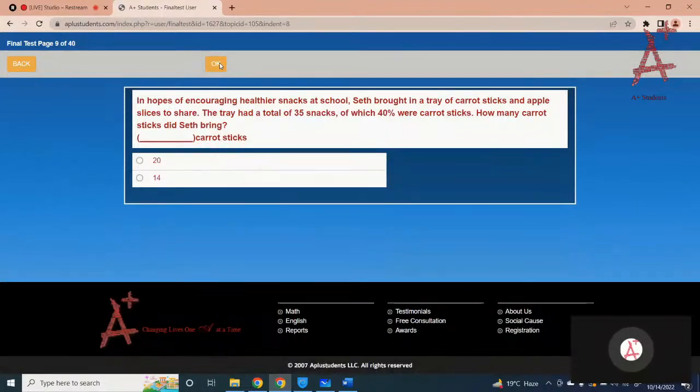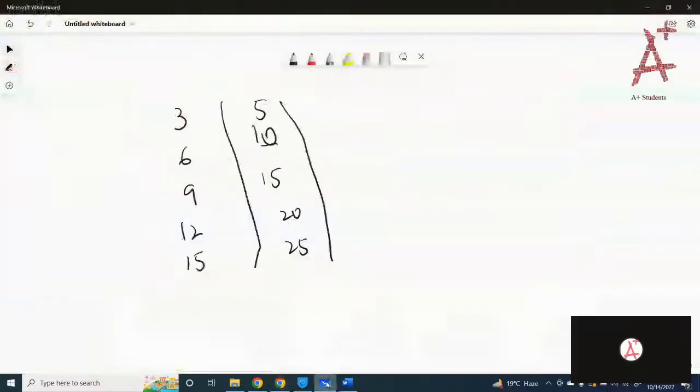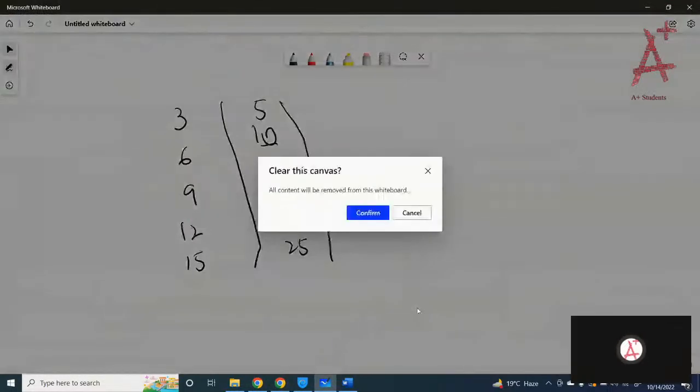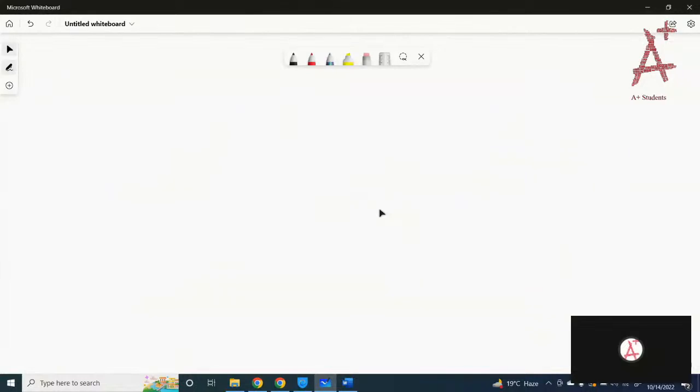In hopes of encouraging healthier snacks at school, Seth brought in a tray of carrot sticks and apple slices to share. The tray had a total of 35 snacks, of which 40% were carrot sticks. How many sticks did Seth bring? So you have to calculate 40% of 35. Got it? This is the whole and this is the percentage.